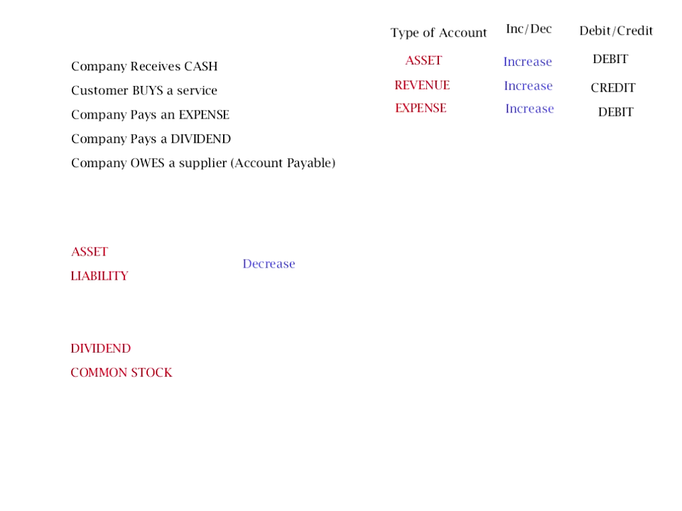Okay, company pays a dividend. So again, our dividend account is going to go up. So we have a dividend account. We have an increase. And that's shown as a debit. The company owes a supplier. So we owe someone money, that we know that that's a liability. We owe more money, and so our liabilities are going up. And again, an increase in a liability is indicated as a credit.